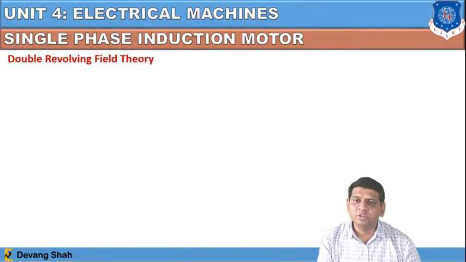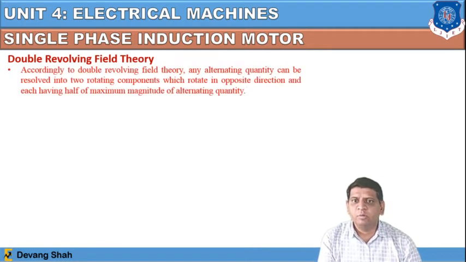Now how to remove this problem? This problem is addressed by the double revolving field theory. According to the double revolving field theory, any alternating quantity can be resolved into two rotating components which rotate in opposite directions, each having half of the maximum magnitude of the alternating quantity. This we define as the double revolving field theory.